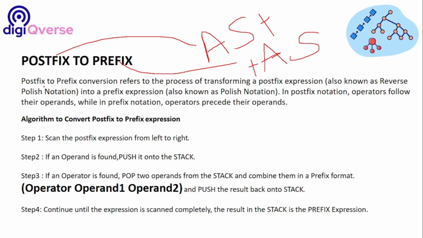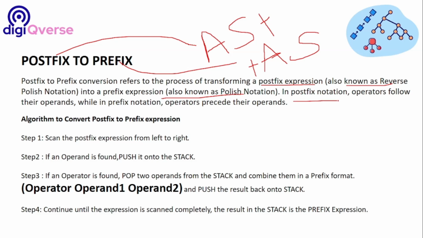Postfix to prefix conversion refers to the process of transforming a postfix expression, also known as reverse Polish notation, into a prefix expression, which is called Polish notation. As in the previous example, where we found postfix to infix, infix is a representation of general expressions, but here the prefix represents Polish notation. In an examination, the question may be to convert reverse Polish notation into Polish notation. So please don't be confused: reverse Polish notation means postfix, and Polish notation means prefix, okay?